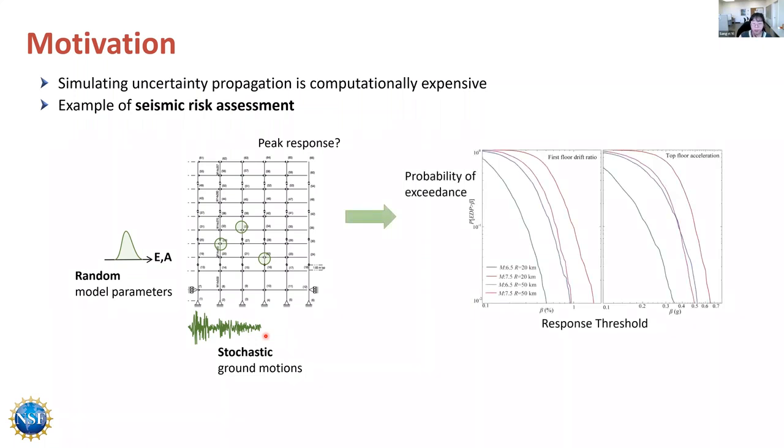To account for this uncertainty, we need to run lots of nonlinear time history analyses. And often we are interested in estimating the probability of the response exceeding a certain threshold level. This can be very time consuming. For example, in this specific example, it needed more than 7 hours to obtain each of these curves shown in this plot.